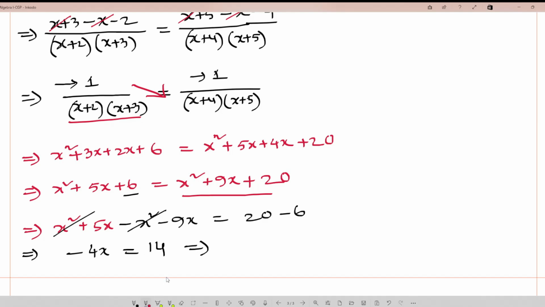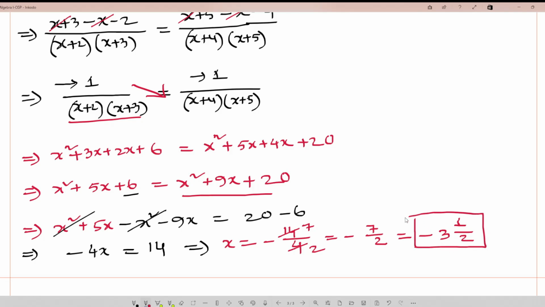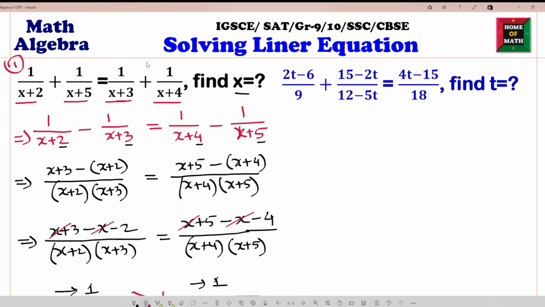So we can write x equals to, we can divide both sides by minus 4, so minus 14 divide 4, right? So the answer is minus, we can divide by 2, numerator and denominator, so here is 7 and here is 2, so minus 7 by 2. It's an improper fraction, we can also write minus 3 1 by 2. It means 3 times 2 is 6, 6 plus 1 is 7. So this is our answer. So first question answer done.